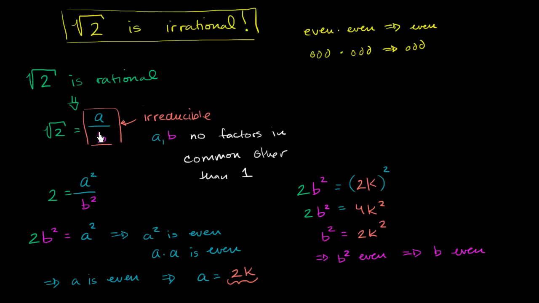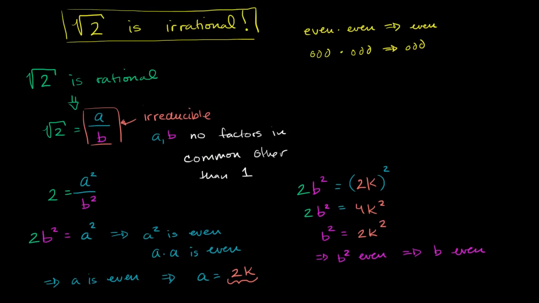We assumed in the beginning that a and b have no common factors other than 1. We assumed that this fraction right over here, a over b, is irreducible. But from that, and the fact that a over b must be equal to the square root of 2, we were able to deduce that a is even and b is even. Well, if a is even and b is even, then they both have 2 as a factor, and then this isn't irreducible. You could divide the numerator and the denominator by 2. A and b have a common factor of 2.